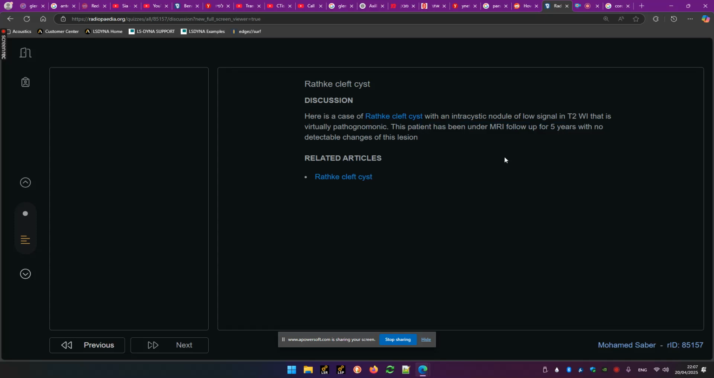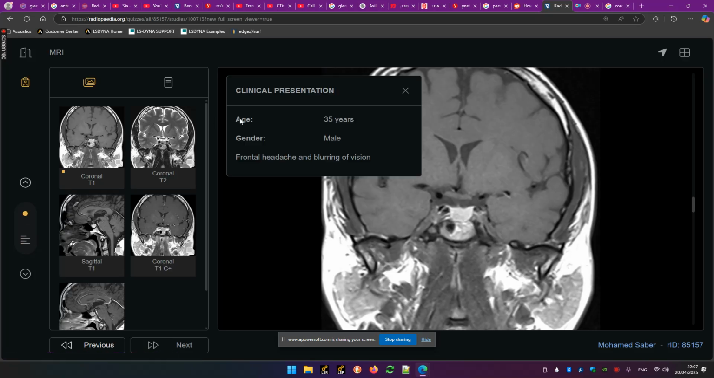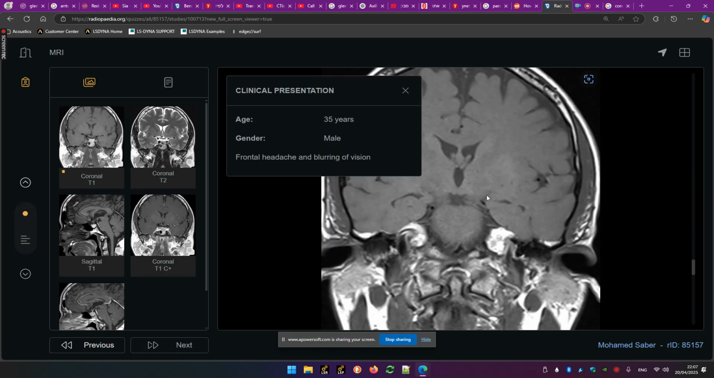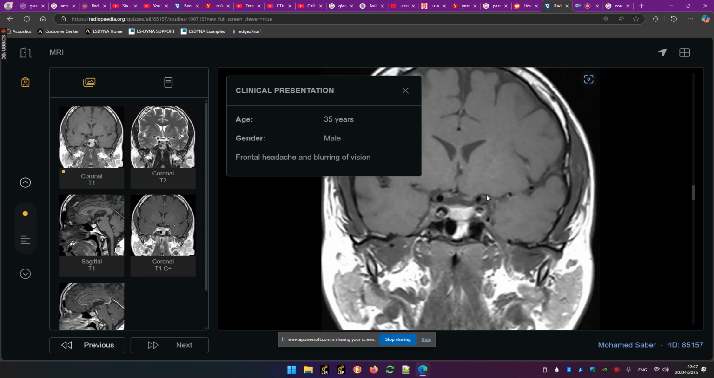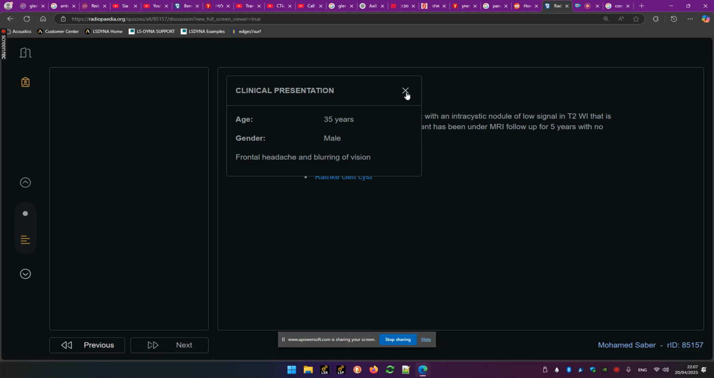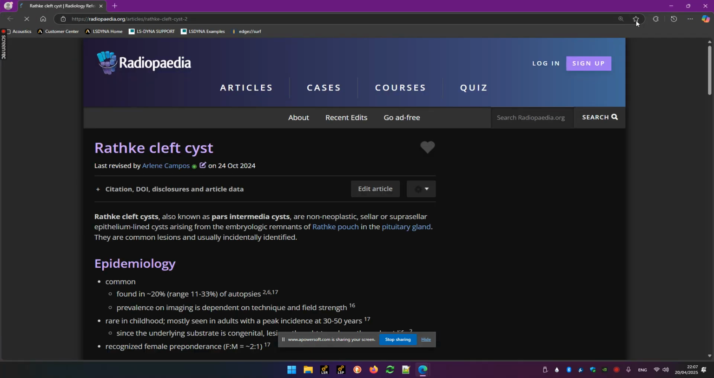This patient has been under MRI follow-up for 5 years with no detectable changes of the lesion, and frontal headache and blurring of vision. So there is maybe compression of the optic nerve somehow that I really don't see. Okay, so this was a case of a Rathke cleft cyst.